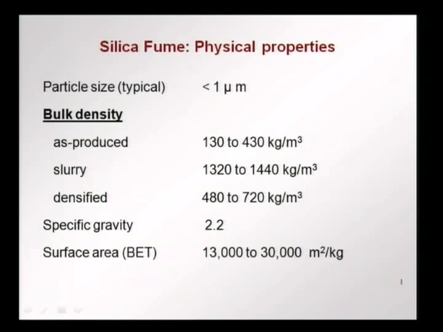So, let us look at some of the properties of silica fume and fly ash concretes. Silica fume, as I mentioned in the previous slide, is a material which has a very high fineness and therefore it has a very high specific surface area. The particle sizes are generally less than 1 micron, that is very small. A cement particle would be in the range of 10 microns. So, this is about 1 order smaller than a cement particle, and because it is very fine, we find that the density as produced is quite low. It ranges from 130 to 430 kilograms per meter cube.